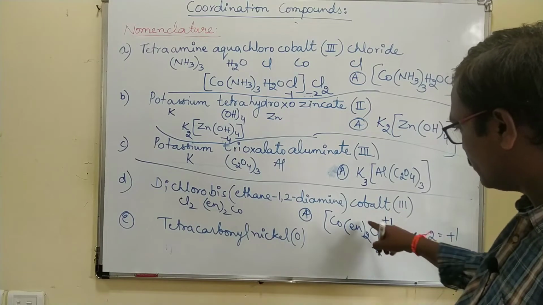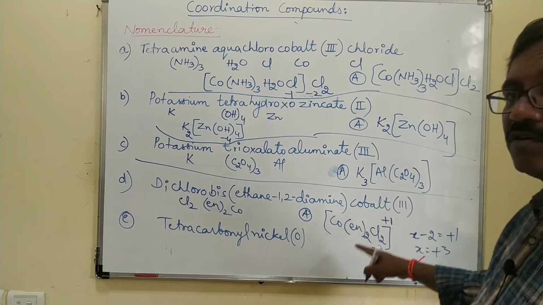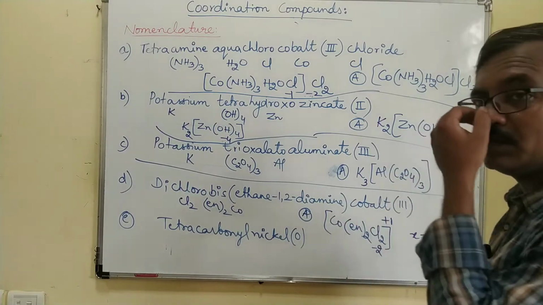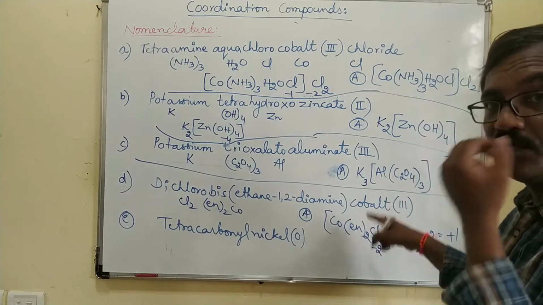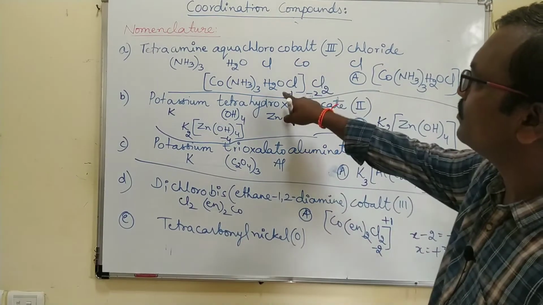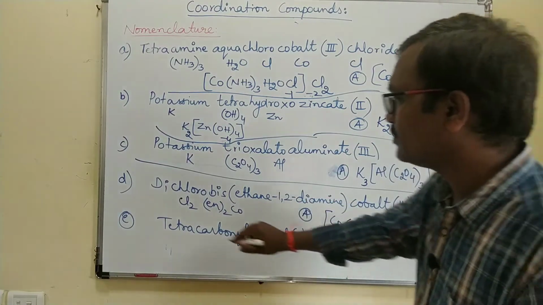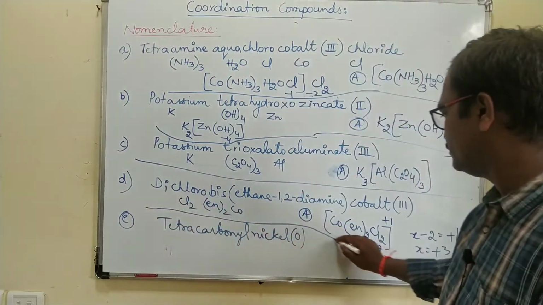When the complex is positive, you have to write it as cobalt. I told you, if the complex is positive or neutral, you have to write the metal atom name only. In the last class, the platinum case, we have taken platinum, right?